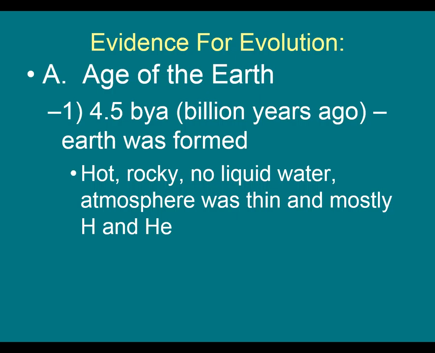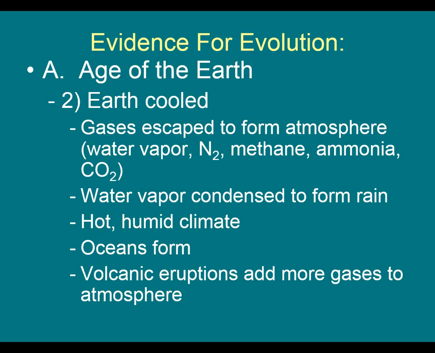There was no liquid water. The atmosphere was thin and mostly hydrogen and helium. So we're really developing at that point, developing our core and trying to stabilize. Eventually, the Earth did cool, so the gases escaped to form the atmosphere. So we had water vapor, we had nitrogen, which is a majority of our atmosphere, methane, ammonia, and carbon dioxide. All those great things in the atmosphere.